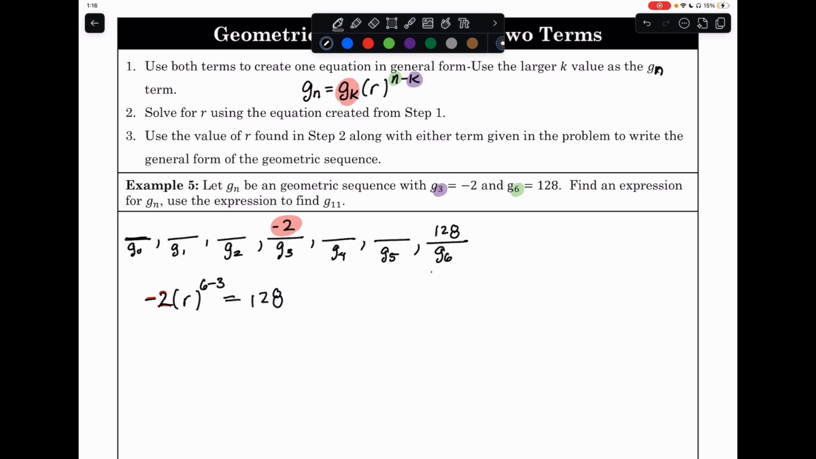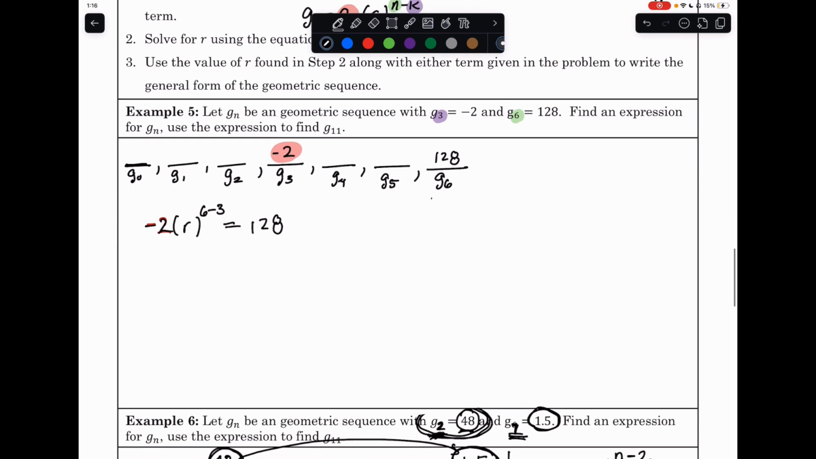Now, to figure out the value of r, we're going to do the following two steps. The first step is to divide by -2. Again, this leading coefficient, since we're multiplying here, our r value is being multiplied by -2. We're going to do the inverse operation and divide by -2. So r is going to be raised to the 6 minus 3 power, which we can simplify now. We could do this in our head. 6 minus 3 is 3. And 128 divided by -2 is equal to -64.